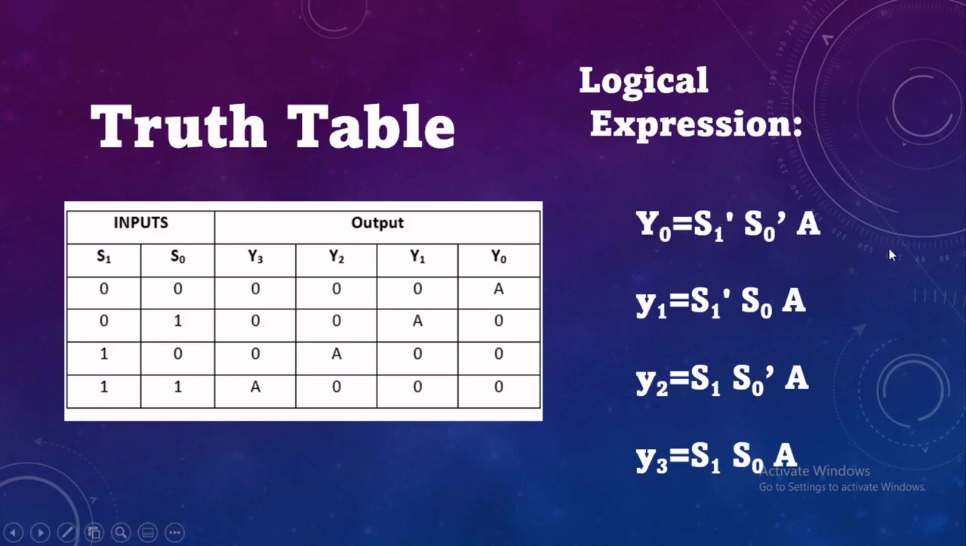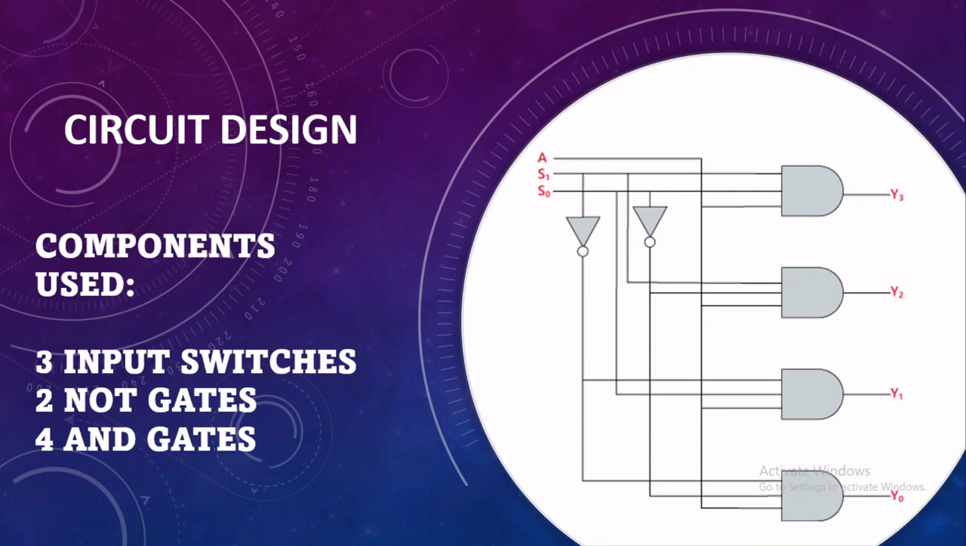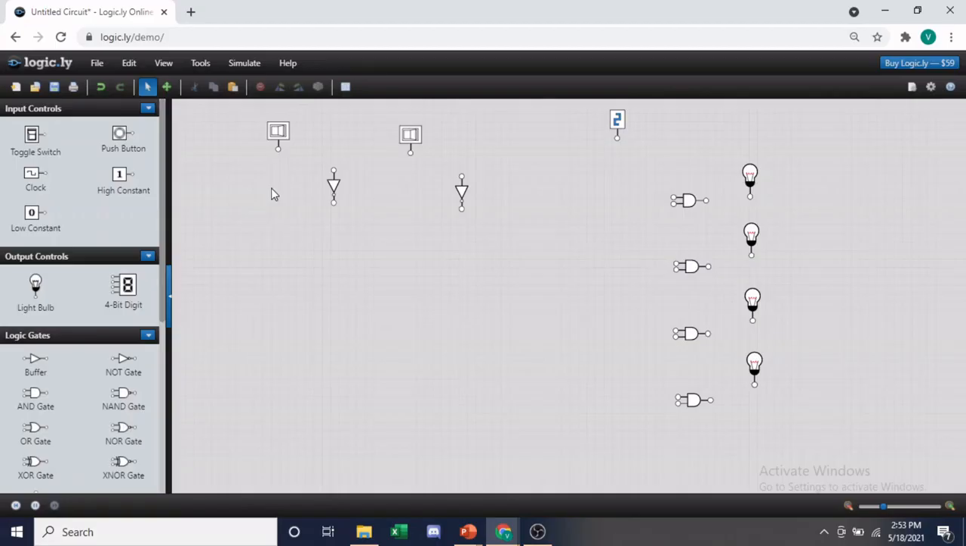So this is the logical expression we get. Y0 gives S1 bar, S0 bar A. Y1 gets S1 bar, S0 A. Y2 gets S1, S0 bar A. And Y3 gets S1, S0 A. So this is the circuit design we have. A is connected to all the AND gates, and S1 and S0 are combinations of those four inputs. So we need three switches for S1, S0 and A, four AND gates to give four outputs, and two NOT gates in between to generate two zero values.